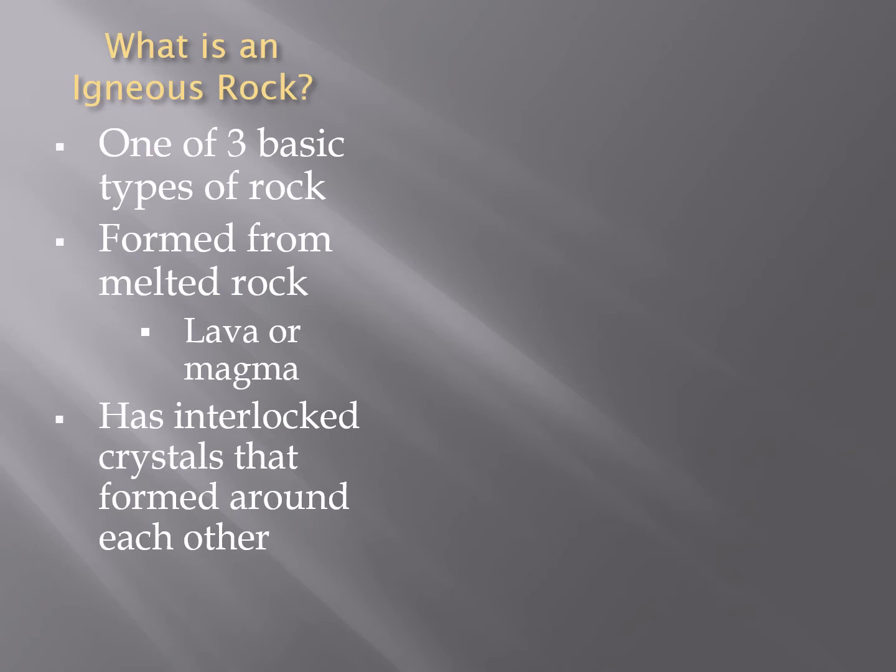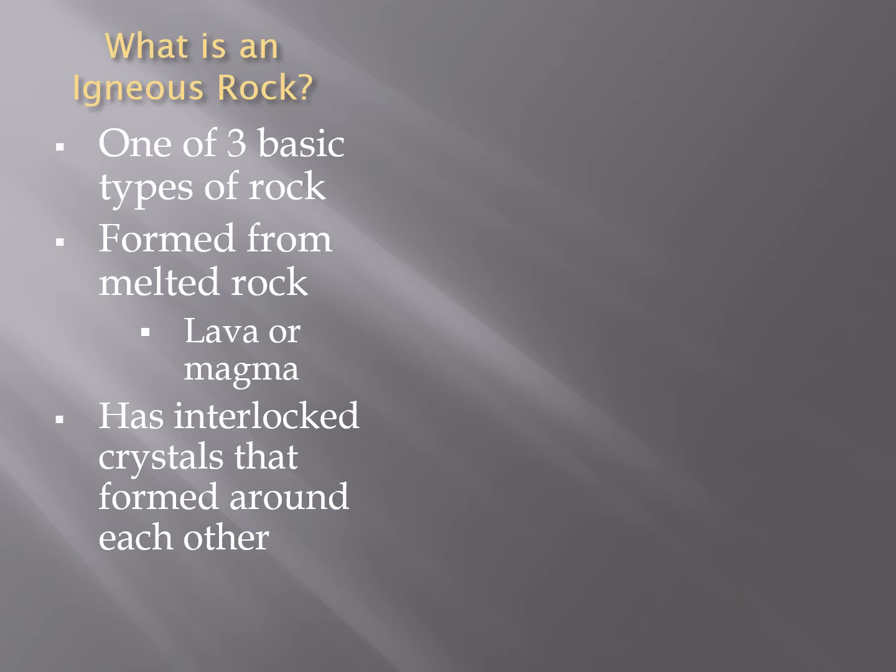Igneous rock is formed from molten rock or melted rock, and this is in the form of magma or lava. The distinction between the two is that lava is when that molten material has breached the surface and is at the surface level. Magma is when it is still underground.